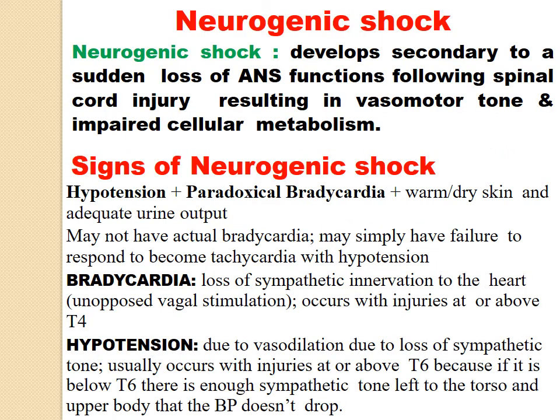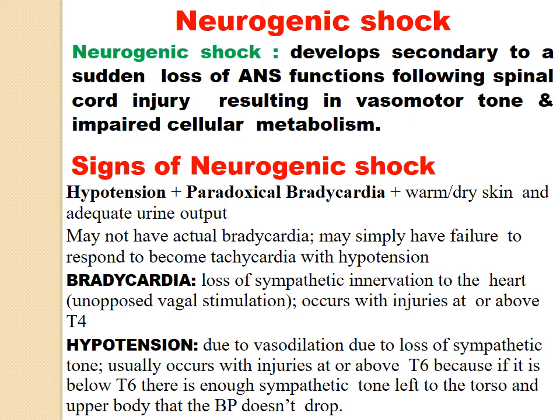Another type of shock is neurogenic shock. It develops secondarily due to a sudden loss of ANS function following spinal cord injury, resulting in loss of vasomotor tone and impaired cellular metabolism. The signs of neurogenic shock are hypotension, paradoxical bradycardia, warm and dry skin, and adequate urine output. Bradycardia is there due to the loss of sympathetic innervation, and hypotension is due to vasodilation due to the loss of sympathetic tone.